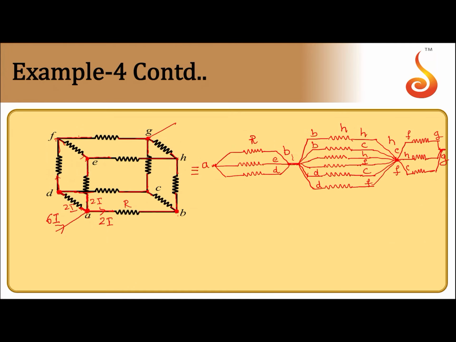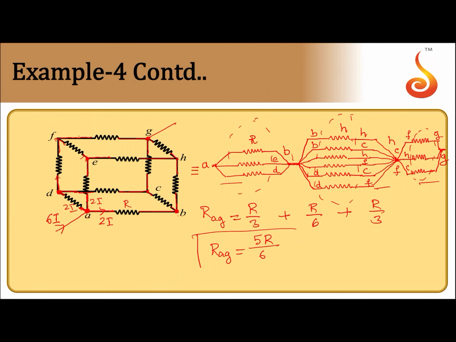Now, these three R are in parallel, so effective will be R by 3. These 6 resistors are in parallel, effective will be R by 6. These 3 resistors are in parallel, so effective will be R by 3. Now, all the three groups are in series. So, the effective resistance between A and G is equal to R by 3 plus R by 3 plus R by 6. So, 6 will be the LCM. So, it will be 5R by 6. This is the effective resistance between A and G.